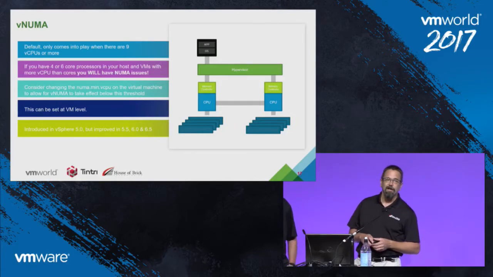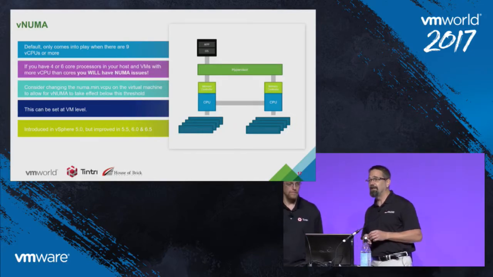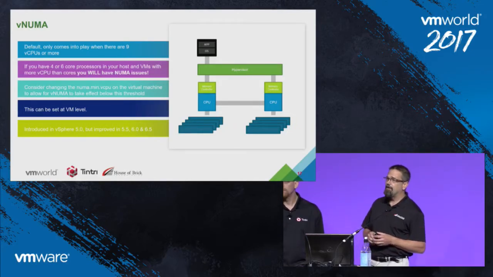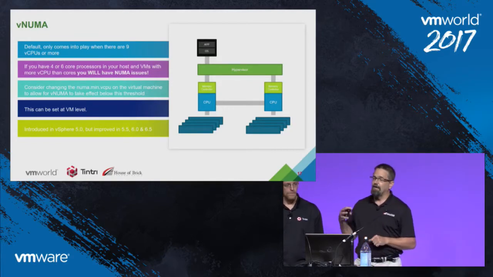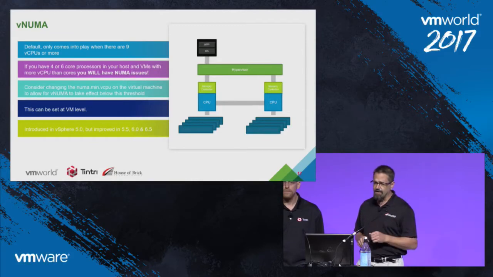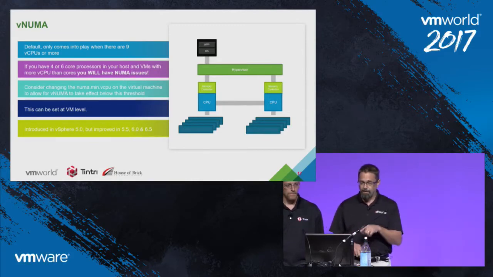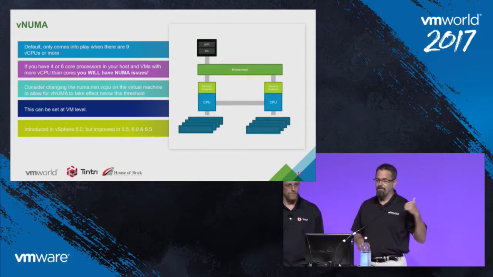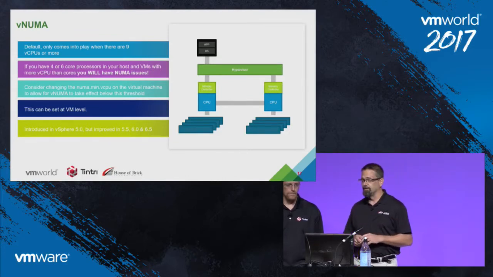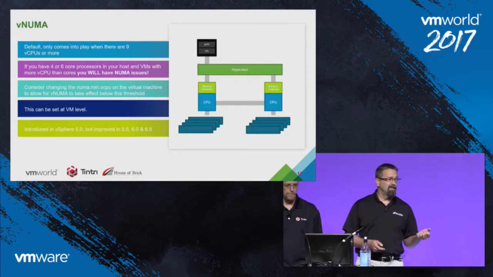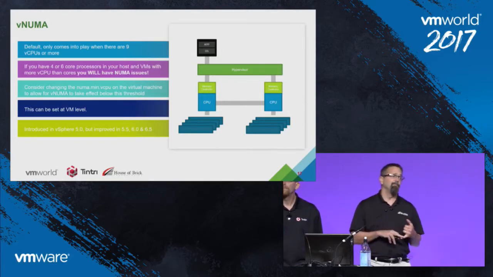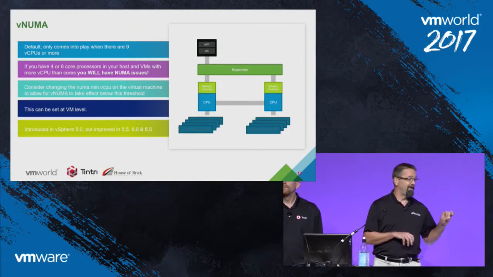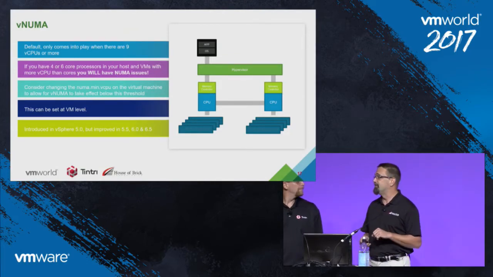When you have hosts that still have 4 and 6 core processors inside of them, by default, if you run 8 vCPU machines, you're going to run into NUMA issues. You need to change a couple of settings, which we'll cover later, which is actually the NUMA min vCPU. You change that to lower it down. So if you have a 6-core processor, you change that setting inside the host. You can also adjust it at the VM level. And the great thing is, vNUMA got introduced in 5.0, but it really got improved in 5.5, and 6.0 and 6.5 are much, much better at it.